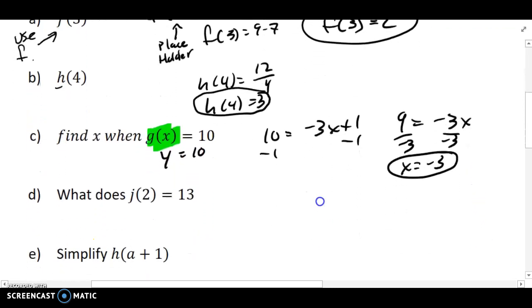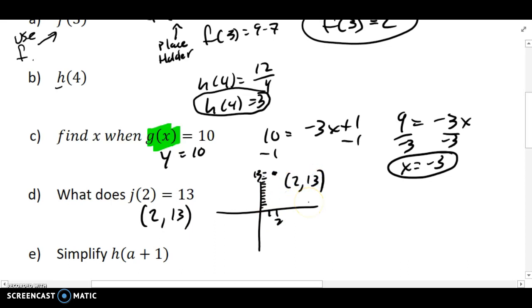So what does this mean here? f of 2 equals 13. So this means that when we used a 2, we got an answer of 13, which we can plot. So 2, 1, 2, 3, 4, 5, 6, 7, 8, 9, 10, 11, 12, 13. So the point (2, 13) is on the graph right there. That's what that means. Okay, so that's why we write it like that. It's actually a point. So when we do function notation, we're making points.